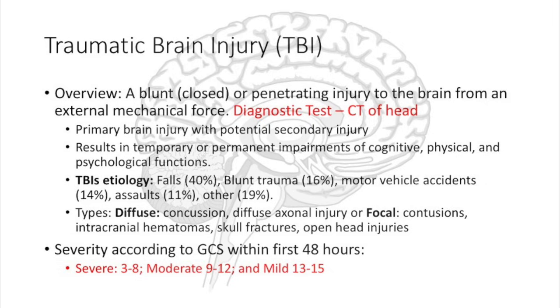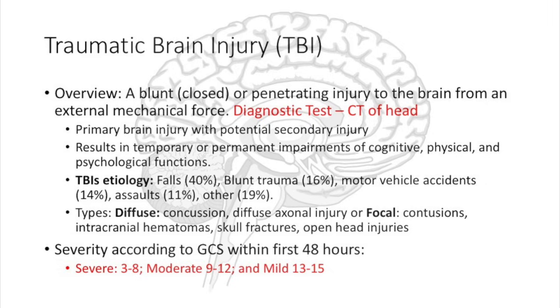The etiology that makes up TBIs includes 40% falls, blunt trauma 16%, motor vehicle accidents around 14%, assaults 11%, and other various causes roughly 19%. Types of traumatic brain injury include diffuse or focal. So the diffuse TBIs include concussion or diffuse axonal injury. And the focal are contusions, intracranial hematomas, skull fractures, or open head injury.